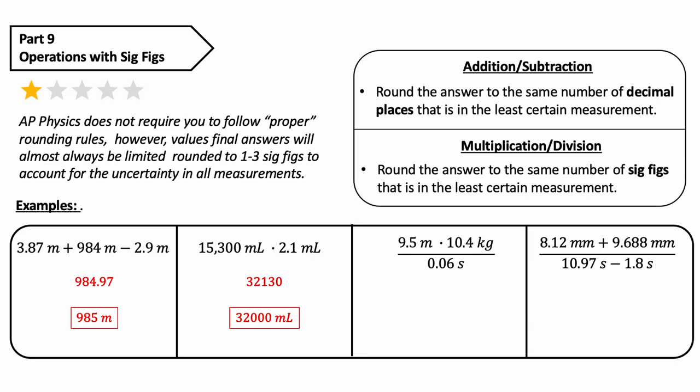So my final answer is 32,000 milliliters. That should be milliliters squared since I am multiplying 2 milliliters together. All right, again, in the third one, we are multiplying two numbers and then dividing by another number. Do the math. So in our calculator, we do 9.5 times 10.4, and then we divide that answer by 0.06. Gives me the quantity 16,400, and then 0.6 repeating.